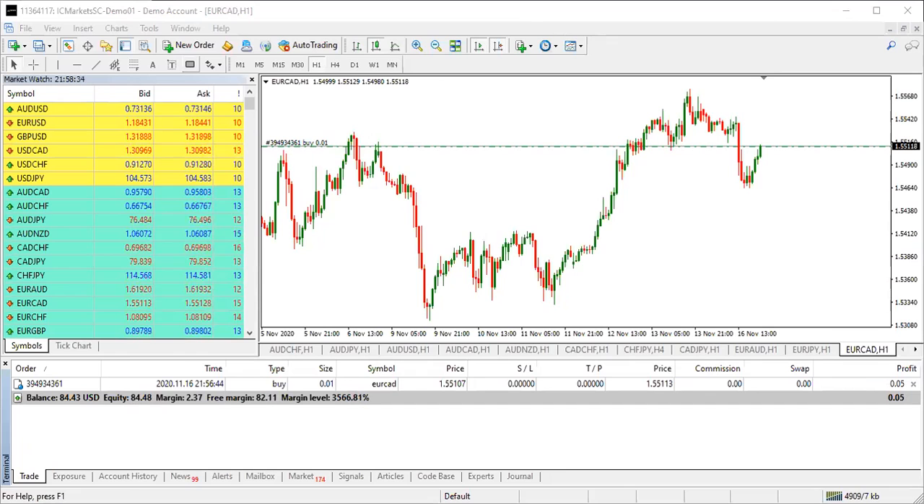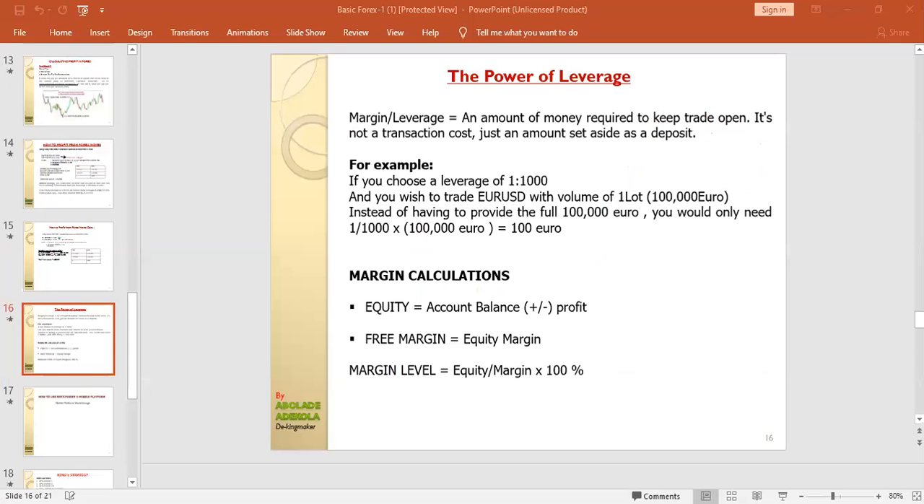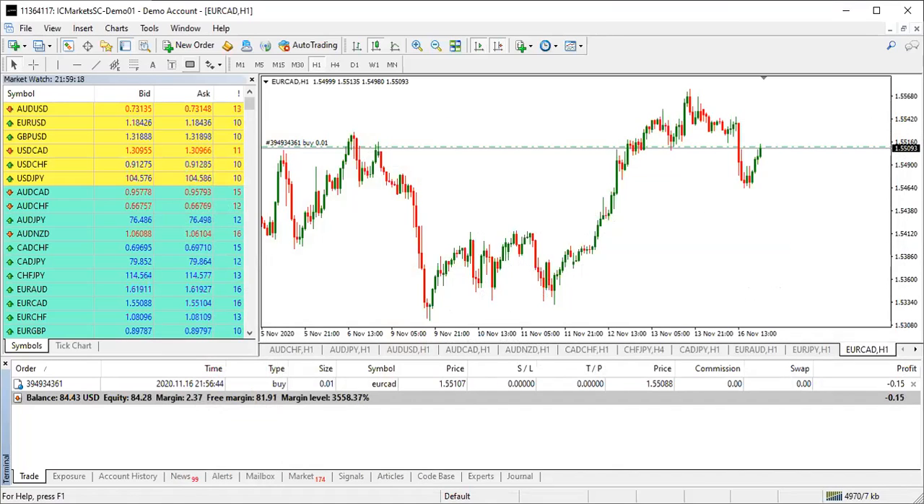So the next is free margin. As a matter of fact, if you take this away from this, it will give you margin. Free margin is equal to equity minus margin, which is this. When you take this margin away from this equity, it will give you this. Equity minus margin is equal to free margin. I hope that is clear. And margin level is equal to equity divided by margin multiplied by 100. I hope this is clear.